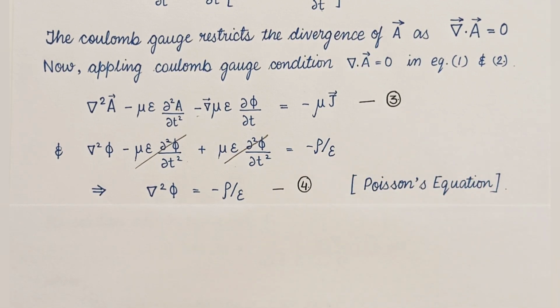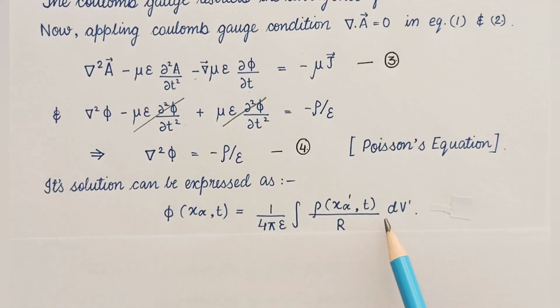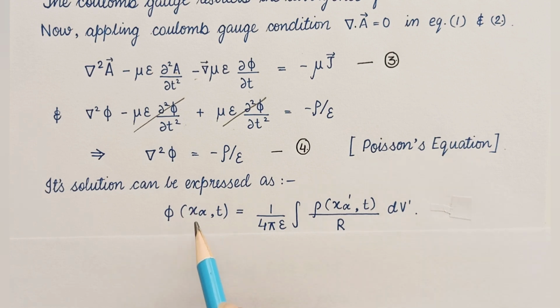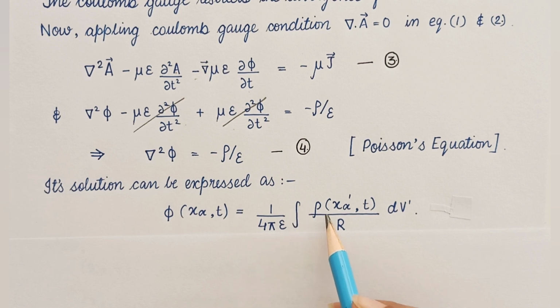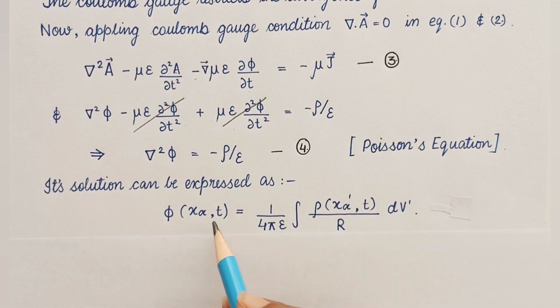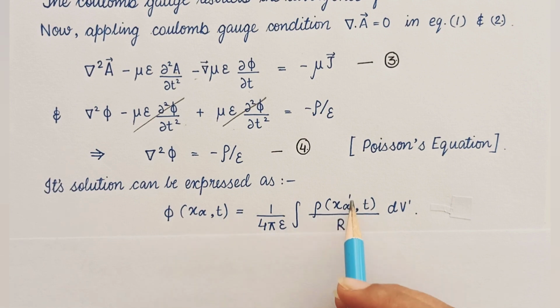And now it's time to write the solution of the Poisson's equation. So this equation represents the solution of the Poisson's equation, that is phi of x alpha comma t is equal to 1 upon 4 pi epsilon integration rho of x dash alpha comma t upon r dv dash. So as you can see here, two different coordinates are used as x alpha and x dash alpha.